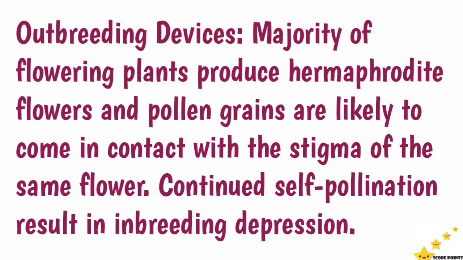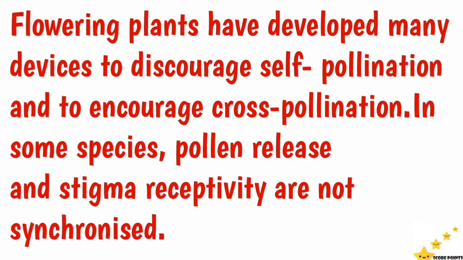Outbreeding devices. The majority of flowering plants produce hermaphrodite flowers, and pollen grains are likely to come in contact with the stigma of the same flower. Continued self-pollination results in inbreeding depression. Flowering plants have developed many devices to discourage self-pollination and to encourage cross-pollination.